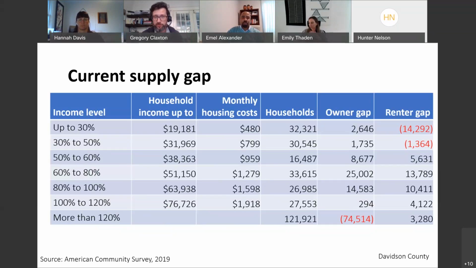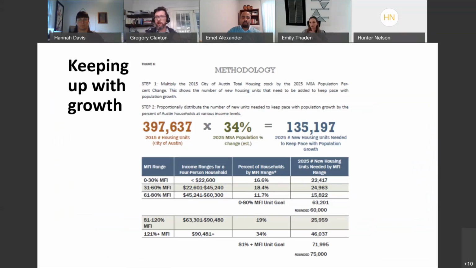The new portion is based on this section from the Austin Blueprint, where they look at regional growth patterns and distribute housing units needed in Austin based on the current income ranges, the percentage breakdown within that. So basically, we just took Nashville numbers and plugged them in, literally.